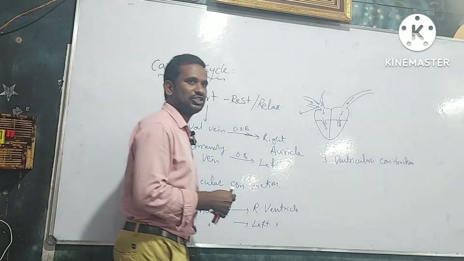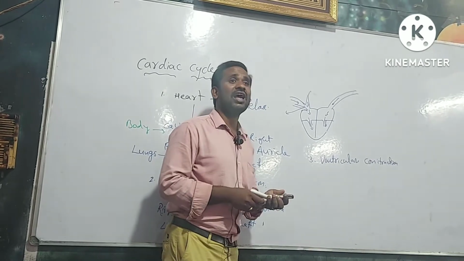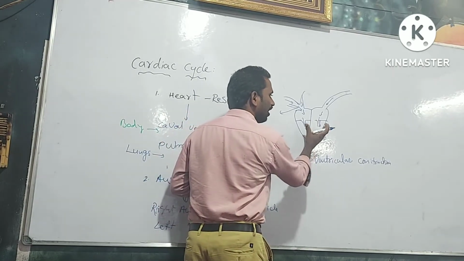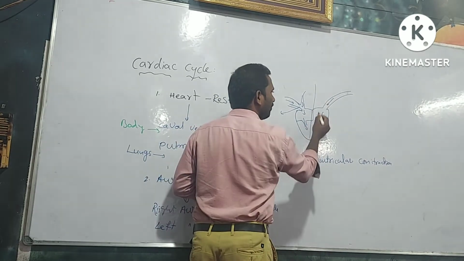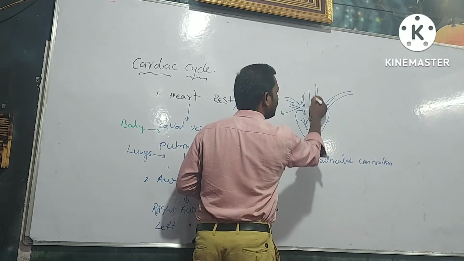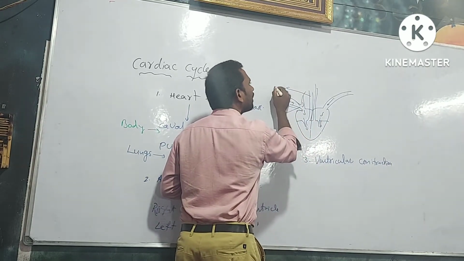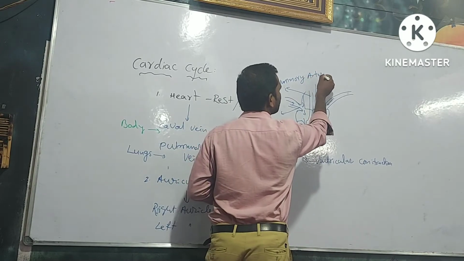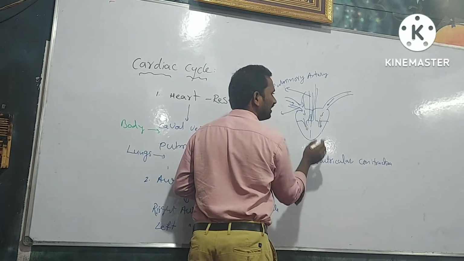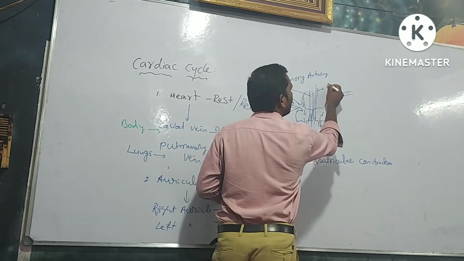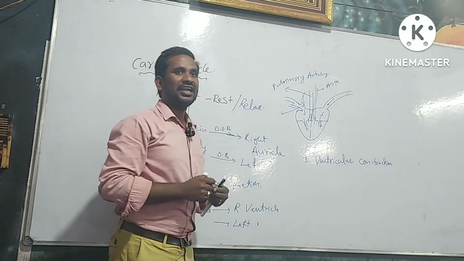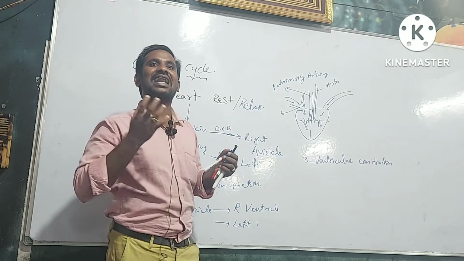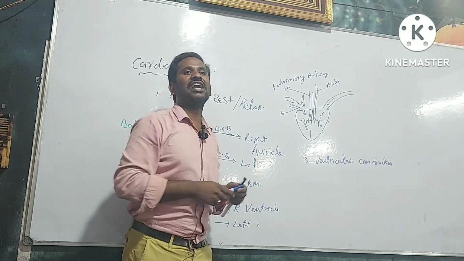Okay, so next, the third stage, ventricular contraction will start here. When the ventricles contract, blood is pumped from the right ventricle to the pulmonary artery, in one direction, and from the left ventricle to the aorta, or systemic aorta. At that time, when the ventricles contract, the blood also tries to move backward.